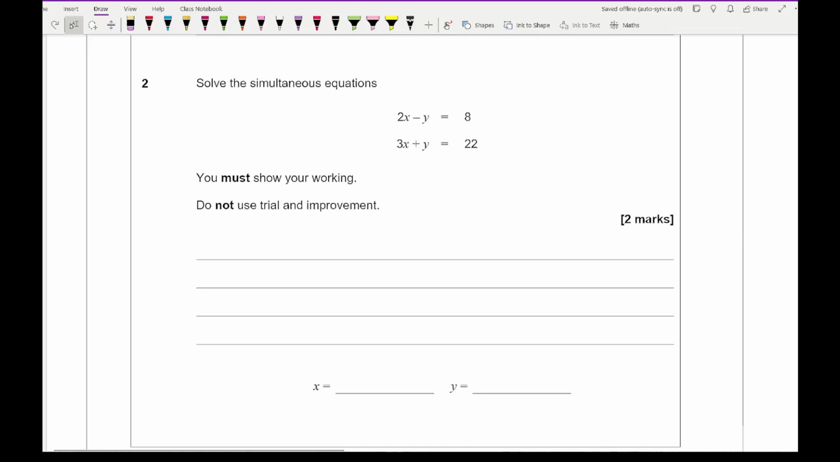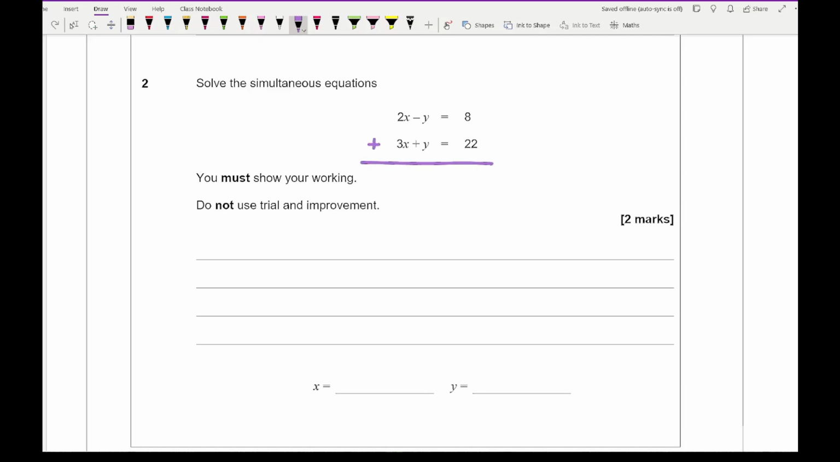Moving on to question 2, it says solve the simultaneous equation. You must show your working out. So for this, we can see that we've got two linear equations. We then check and see, have we got the same number of x's, the same number of y's? Well, I've got the same number of y's. The signs are different, so then we add the two equations together.